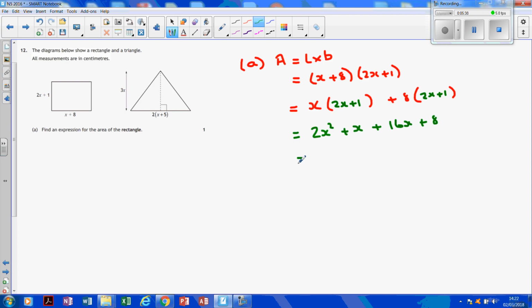You will always have to tidy up the two middle terms. So 2x squared stays as it is. 1x plus 16x is plus 17x's. And we've got a plus 8 stuck at the end.